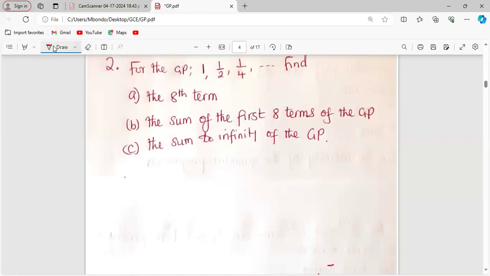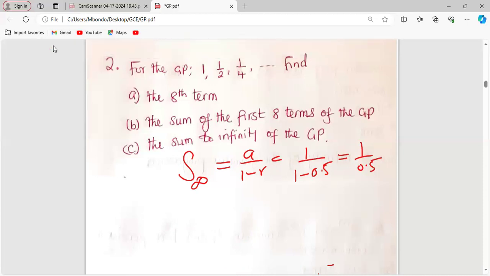So as usual, we are racing. Sum to infinity is going to be a over 1 minus r, which is the common ratio. So this is going to be 1 over 1 minus 0.5. This will be 1 over 0.5. What do we get there? Sorry, 2. Yeah, so this is going to be 2.